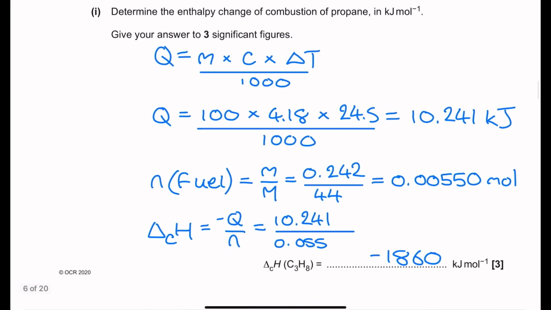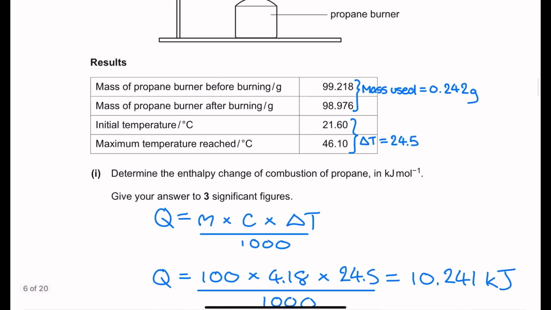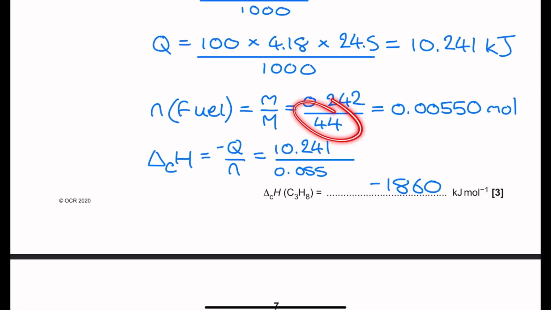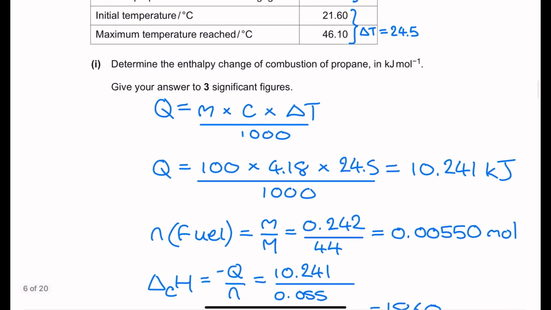I think the first part of this, again, nice and straightforward, give good, clear working out for it, but it's Q equals MC delta T. Then what we need to do is negative Q divided by N just here. And we're going to use the mass of propane burnt, which is going to be the difference between these 2 numbers here at the top in order to get the mass value for the propane, divide by 44, which is propane's molar mass, giving us this mole value. And then this negative Q over N gives me the enthalpy change for the combustion of propane, which is negative 1,860 to 3 significant figures, as instructed by the question.